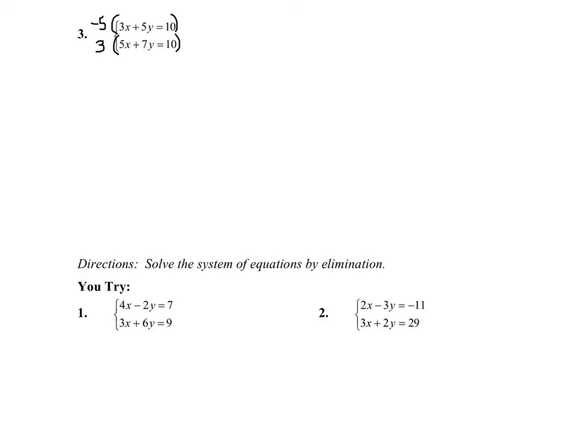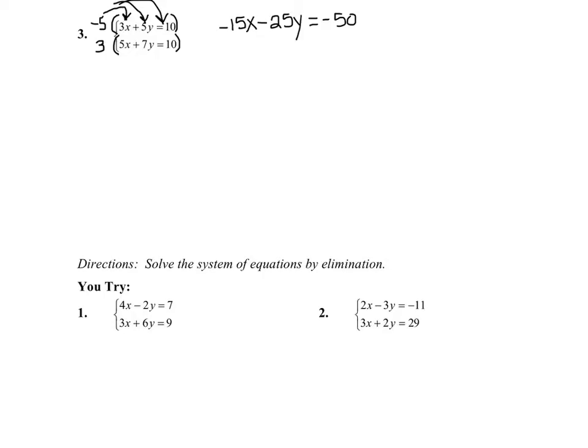So after we do that, we have to distribute. We're going to distribute the negative 5 to each term in the first equation. So we're going to say negative 5 times 3x is a negative 15x. Negative 5 times a positive 5y gives us a negative 25y. And then negative 5 times a positive 10 equals negative 50.